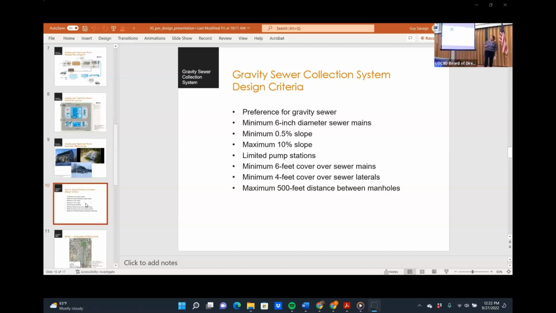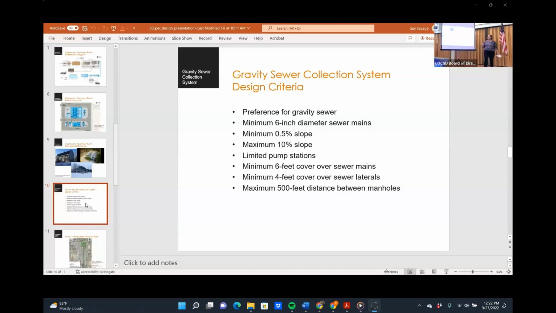The limited pump station is similar to the gravity sewer. Minimum 6 feet cover over sewer mains. Minimum 4 feet cover over sewer laterals. And the sewer lateral is the privately owned portion of the pipe, which would connect to a sewer main, which is the publicly owned portion.